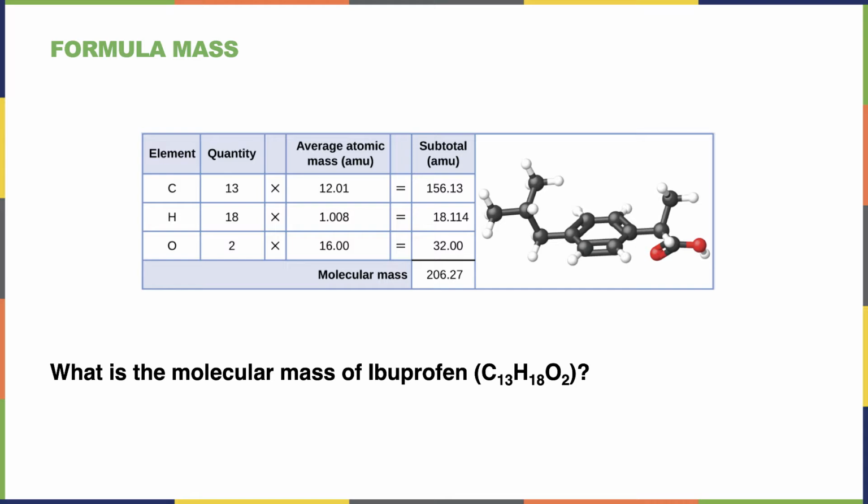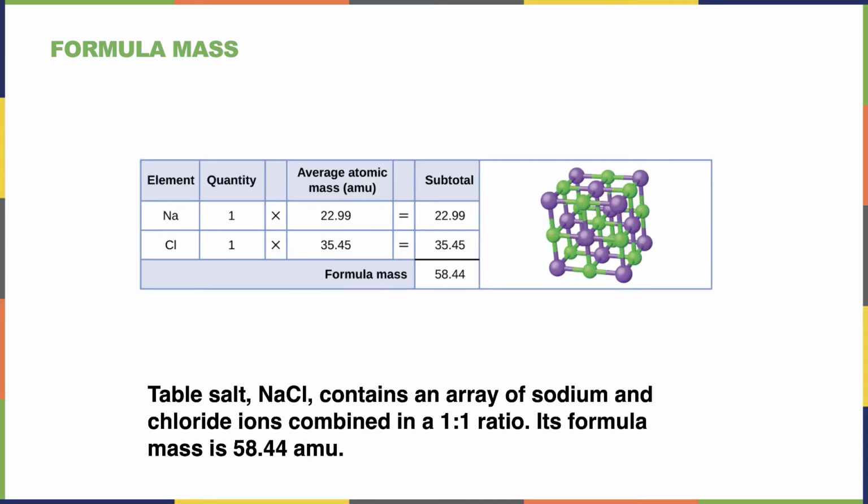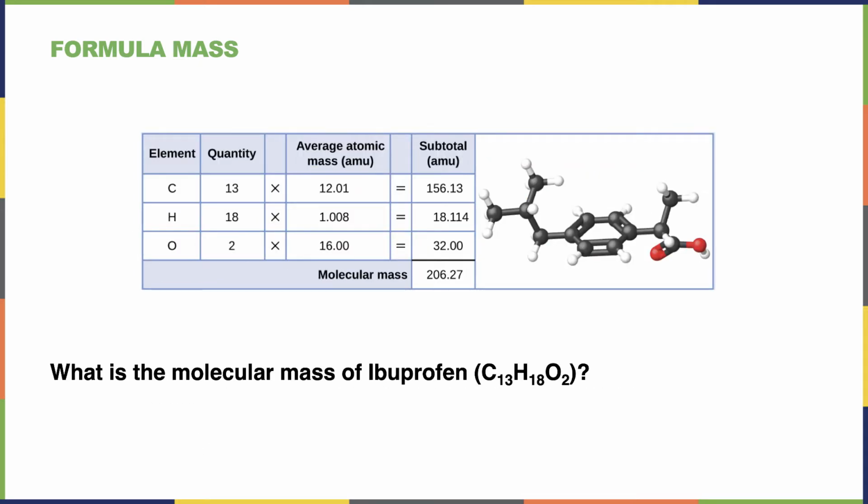156.13. If you do the math, you get 206.27. So the average molecular mass of ibuprofen is 216.27 AMU. And that's also called the formula mass for ibuprofen.